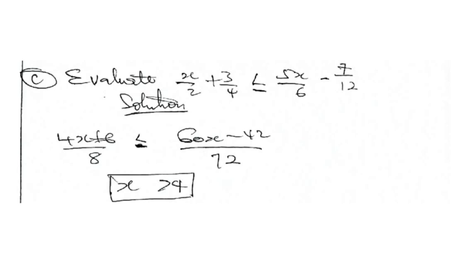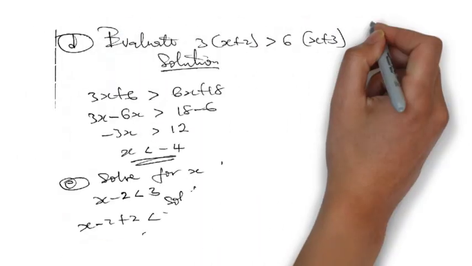Remember, in inequality, whenever the value of x is negative, the sign will change. So the less than or equal to changes to greater than or equal to. So x is greater than or equal to 4.